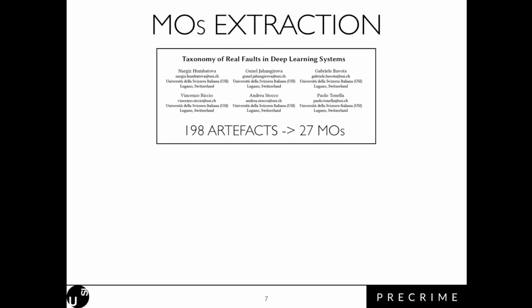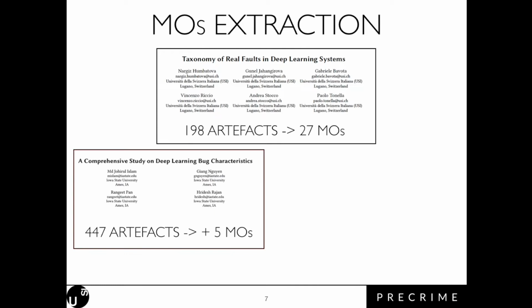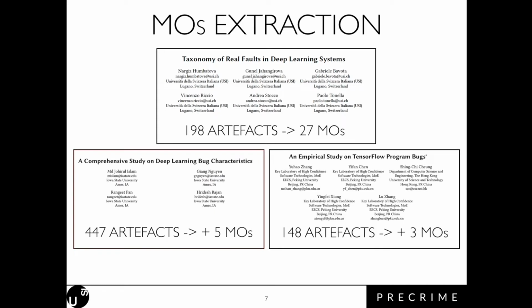So by analyzing it, we were able to propose 27 mutation operators. And then we decided to complement this analysis by analyzing two other works that focus on faults in deep learning systems and frameworks. And we were able to get 8 more operators. So by the manual analysis of almost 800 issues, we were able to propose 35 mutation operators.